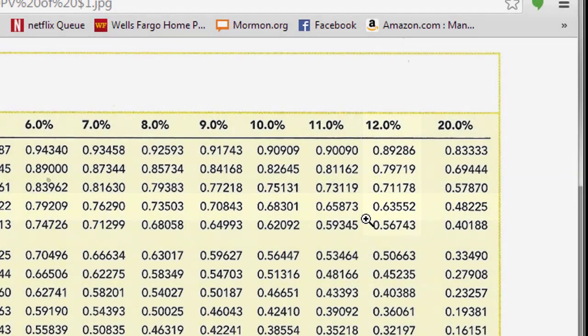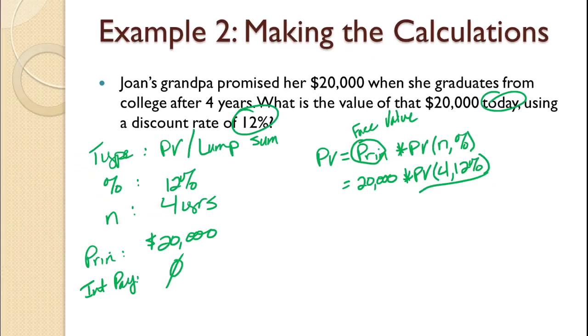So right here, 0.63552. So this is going to become 0.63552. And if I multiply that out, I get $12,710.